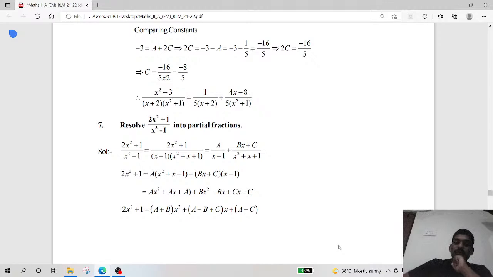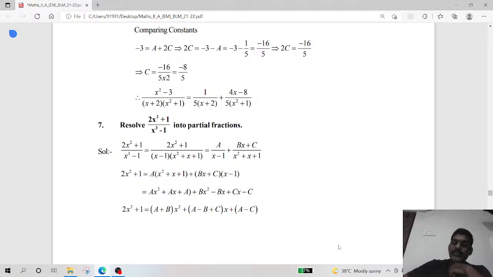So (x minus 1) times (x square plus x plus 1) can be split. Then if we write the partial fractions, we get a divided by (x minus 1), then for x square plus x plus 1, as its factorization is not possible, we can write it as (bx plus c) divided by (x square plus x plus 1).